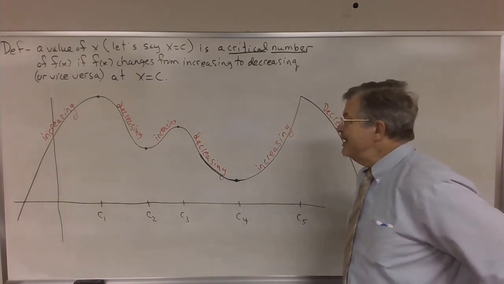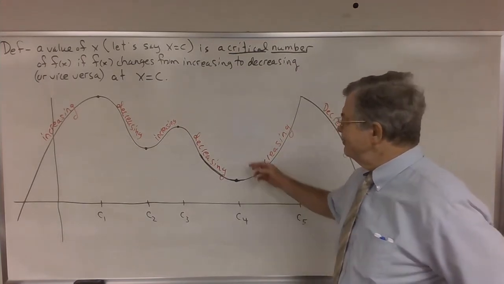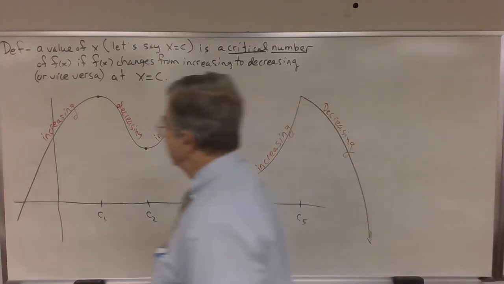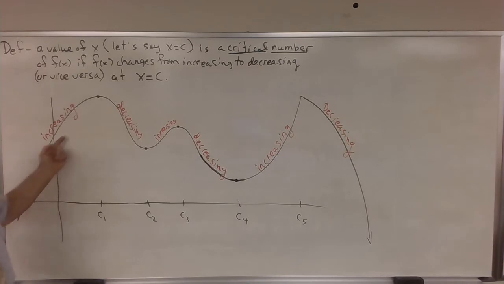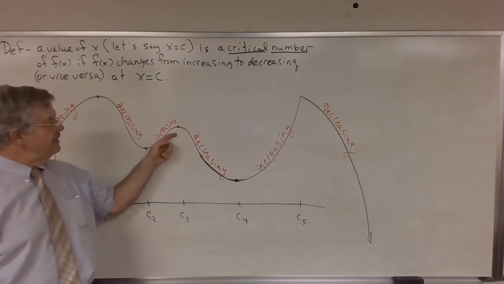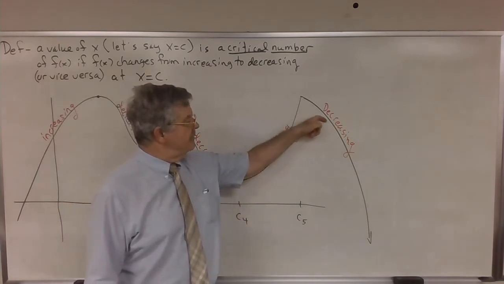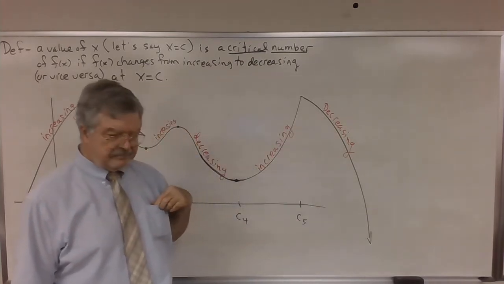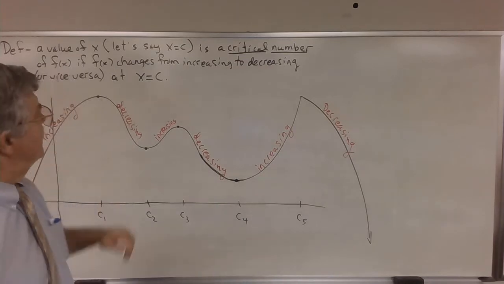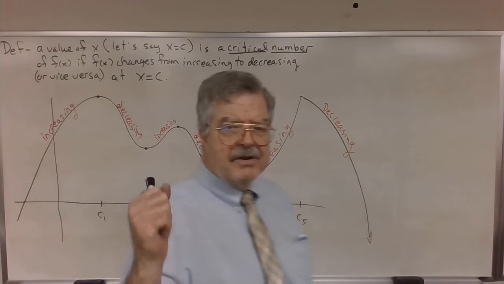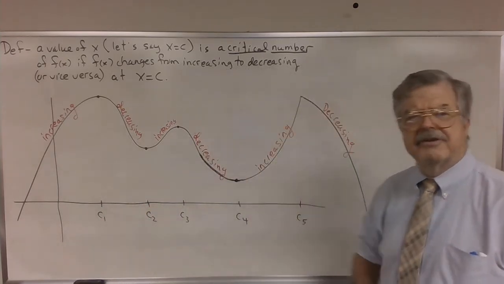I've taken the liberty of writing the results of what we discovered a few minutes ago. On this part of the graph, I've written that it's increasing, it's going uphill. Here the graph is decreasing. Here the graph is increasing. Here it's decreasing. Here the graph is increasing. Here it's decreasing. And what we want to do now is take this definition and identify the critical numbers of this function f of x.